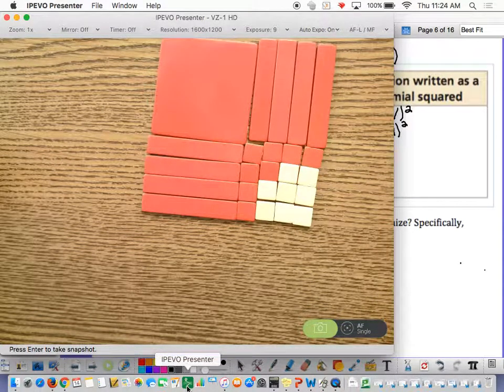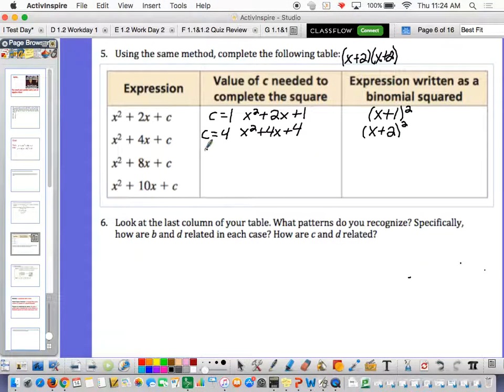Okay, so if you see the pattern, that's awesome. Some of us don't, though. So the C value is 16, so then you would have x squared plus 8x plus 16. That factors, hopefully you see that factors to x plus 4 and x plus 4. Okay, so then that factors to x plus 4 squared. Okay, let's do one more.